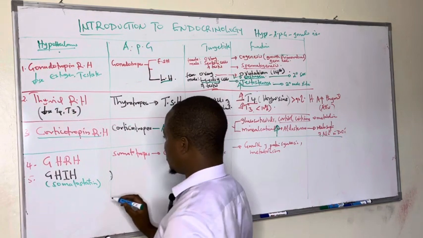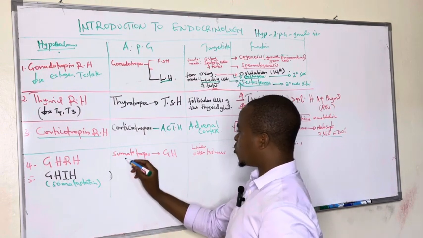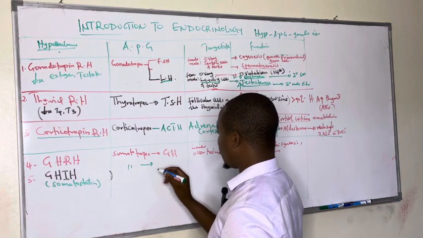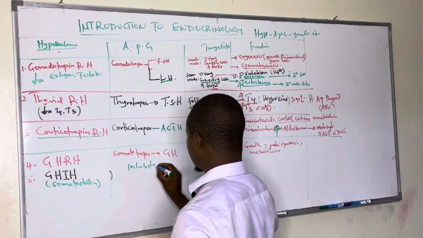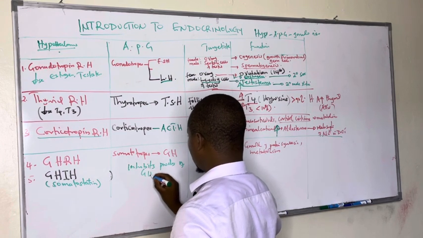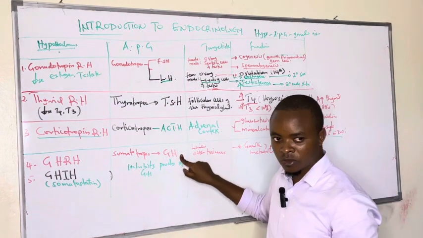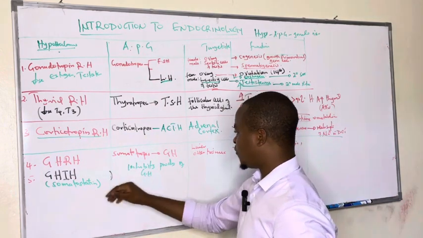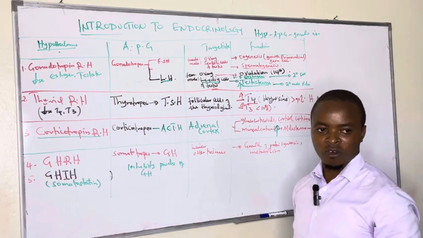And this somatostatin, which we are calling growth hormone inhibiting hormone, is the one that goes to the somatotropes, the same cells, and it inhibits. Its major function is it inhibits production of growth hormone. We saw growth hormone releasing hormone stimulating production of growth hormone. But growth hormone inhibiting hormone, which we can call somatostatin, inhibits production of growth hormone.